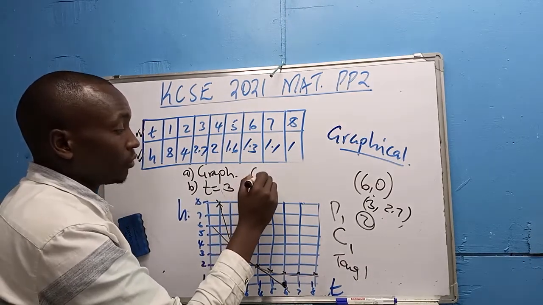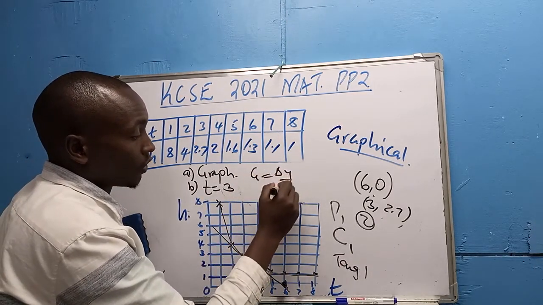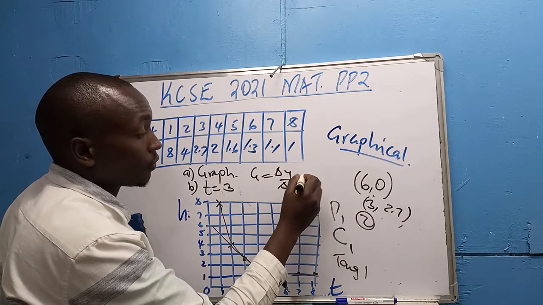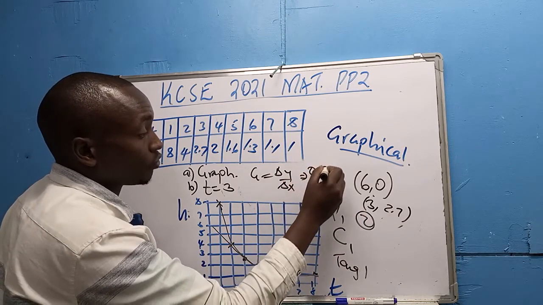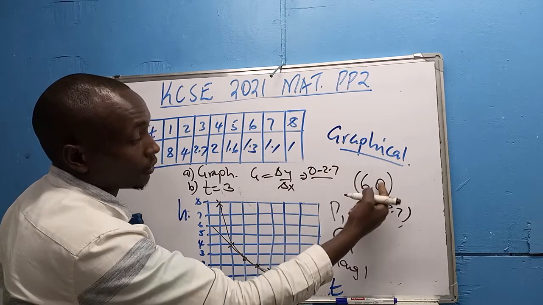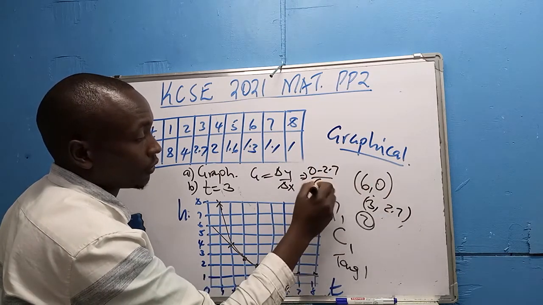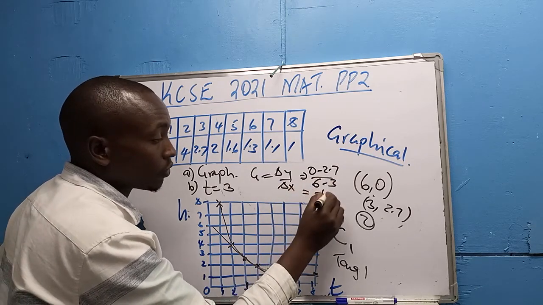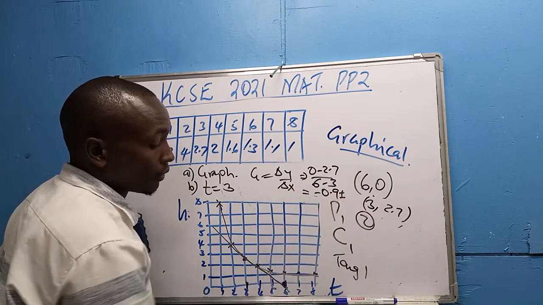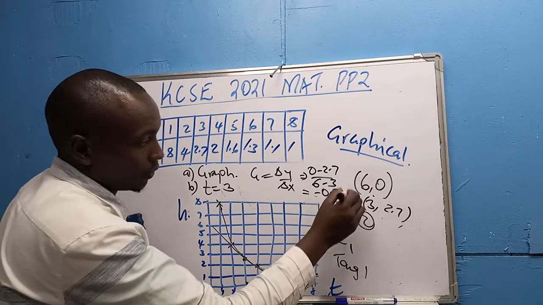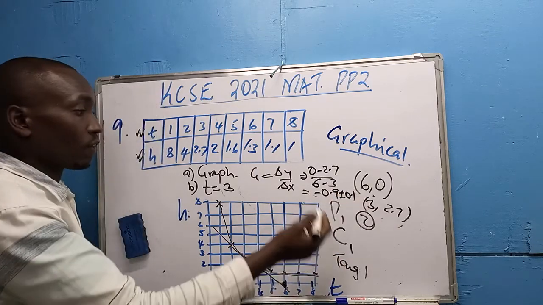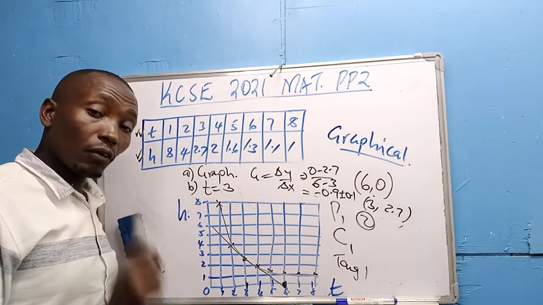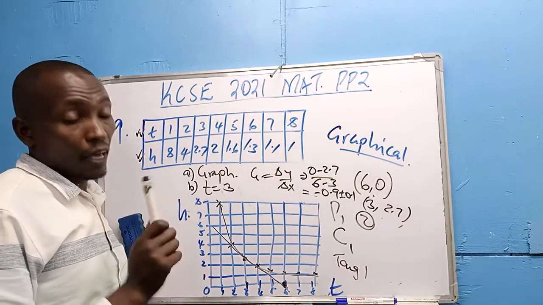Remember now, the gradient is given by change in y over change in x. So for that case, the change in y is 0 minus 2.7, over 6 minus 3. The answer here will be negative 0.9. Remember, there is a plus or minus, maybe 0.1. Yes, 0.1 for the final mark there. That is question number 9. The question on graph will always be fair.